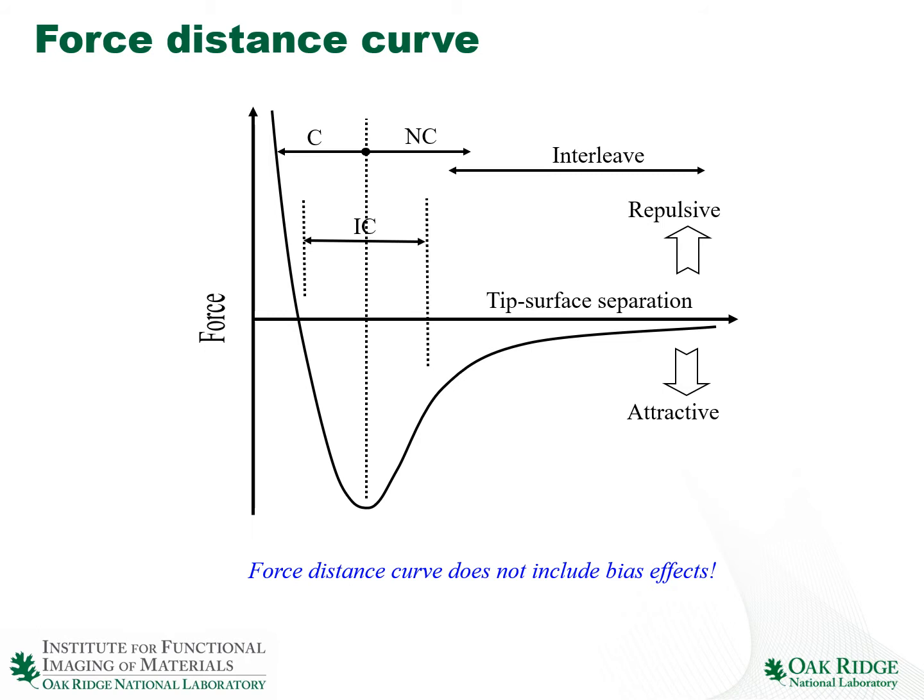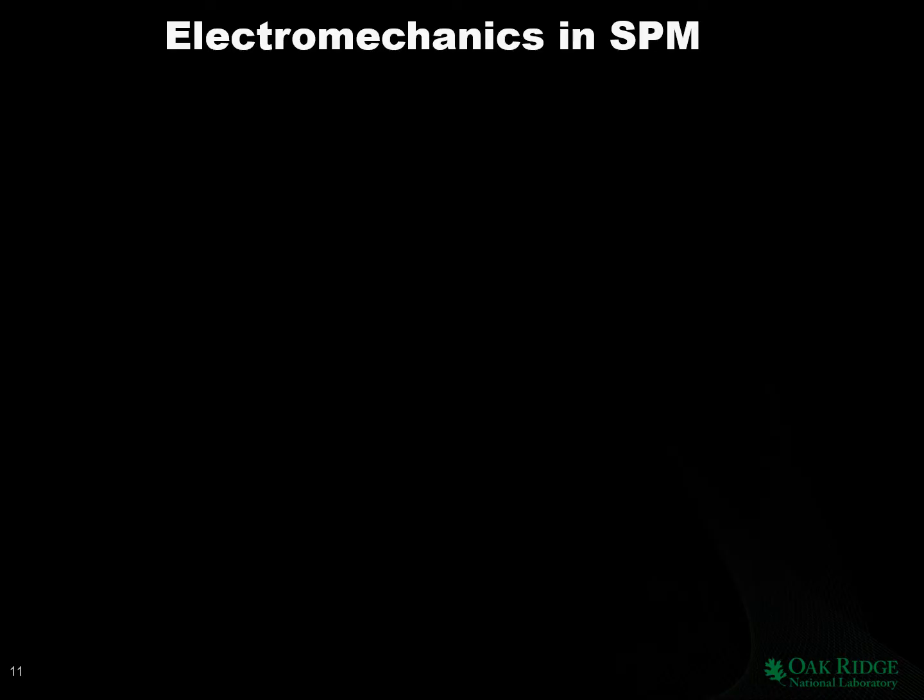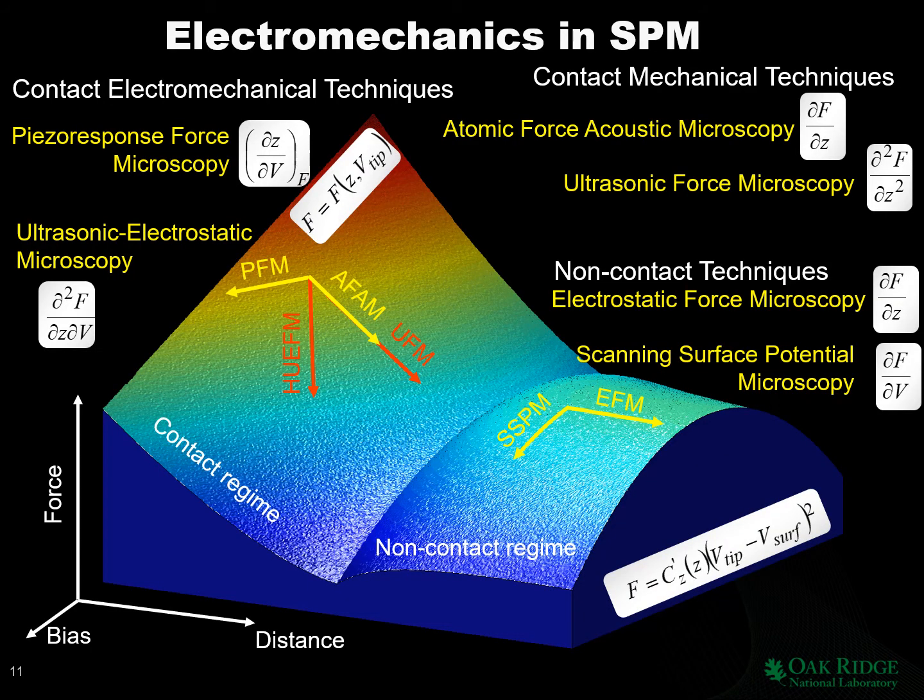If we are in contact, this is the regime of acoustic microscopy or contact AFM. If we are performing something like tapping mode AFM, our tip moves along this force distance curve. But of course, the force distance curve doesn't include bias effect. And if we add them, then we generalize from the force distance curve to the force distance and bias surface. And we can understand the electromechanical scanning probe microscopy techniques based on the shape of the surfaces.